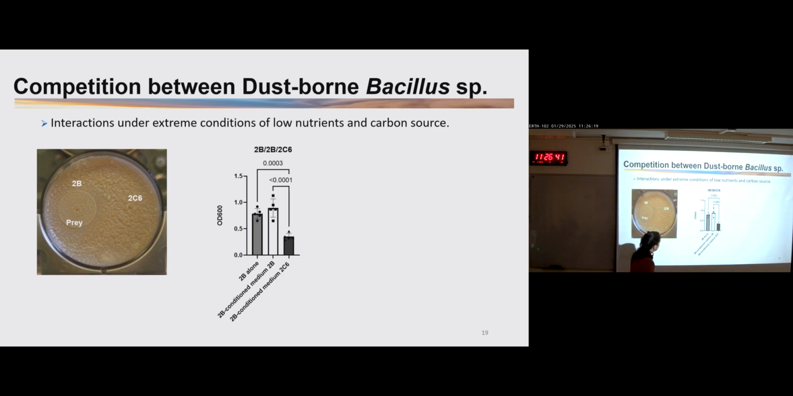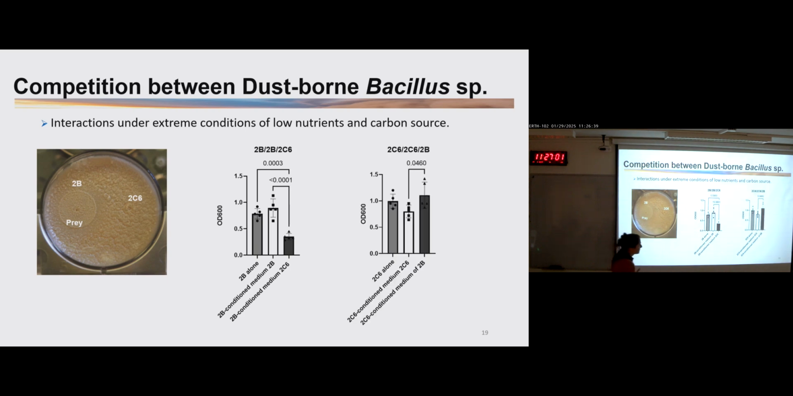So what you can see here is this species, the B, alone without anything. And then the B itself with its own conditioned medium, with no significant difference between them. But when it's exposed to the conditioned medium of the second one, it really inhibits the growth, and it's really significant. The other way around, with this species, you can see that it's a bit stimulating the growth with the presence of the second culture.